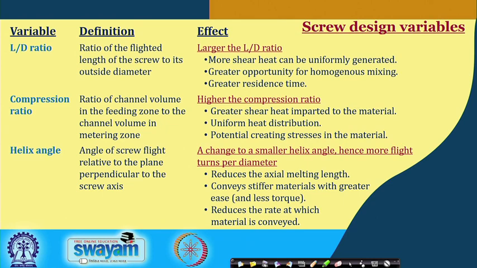Helix angle is the angle of the screw flight relative to the plane perpendicular to the screw axis. A change to a smaller helix angle may result in more flight turns per diameter, and this reduces the axial melting length. It conveys stiffer material with greater ease, even harder material. By changing the helix angle, the flow of even stiff or harder material can be made easy, and it reduces the rate at which the material is conveyed.